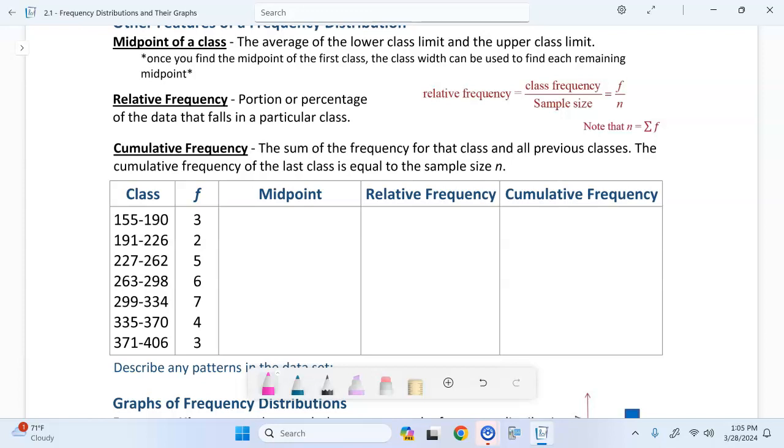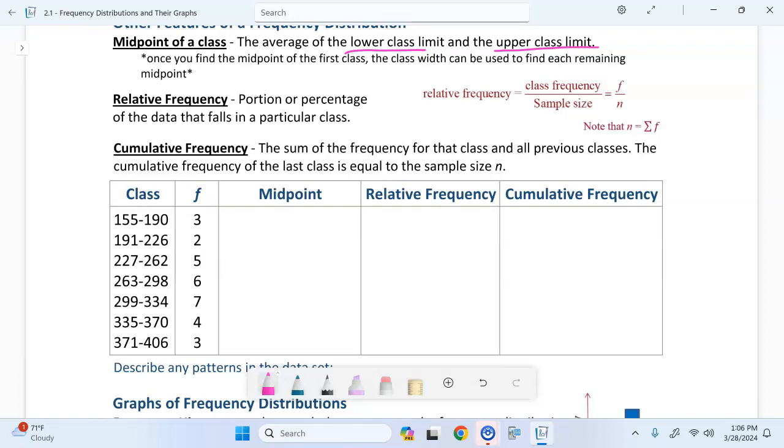So if I wanted to find the mean or the median or the mode or the standard deviation or any of those measures from a frequency distribution, I don't know what the individual data points are, but I have an estimate for those data points and how many I have. So the midpoint can be used as one of those estimations. The midpoint is the average of the lower class limit and the upper class limit.